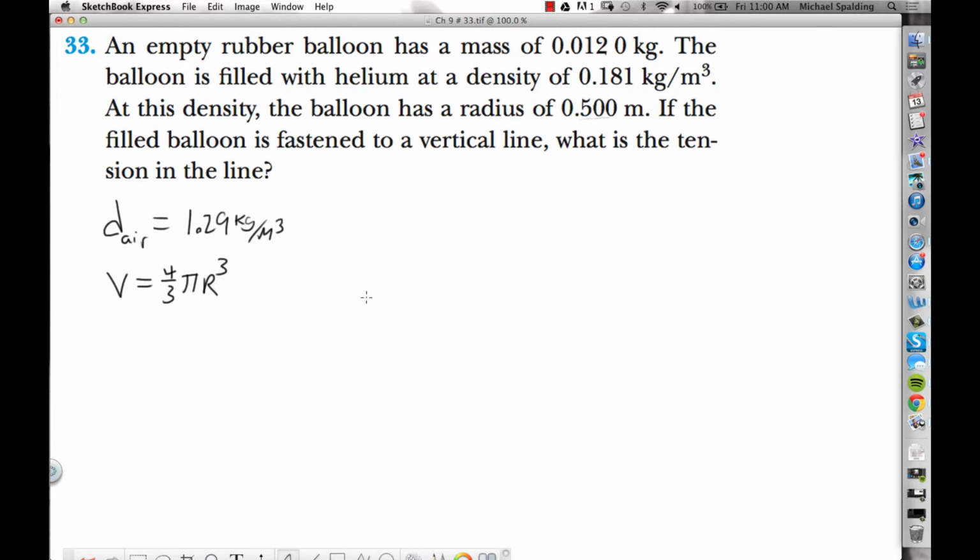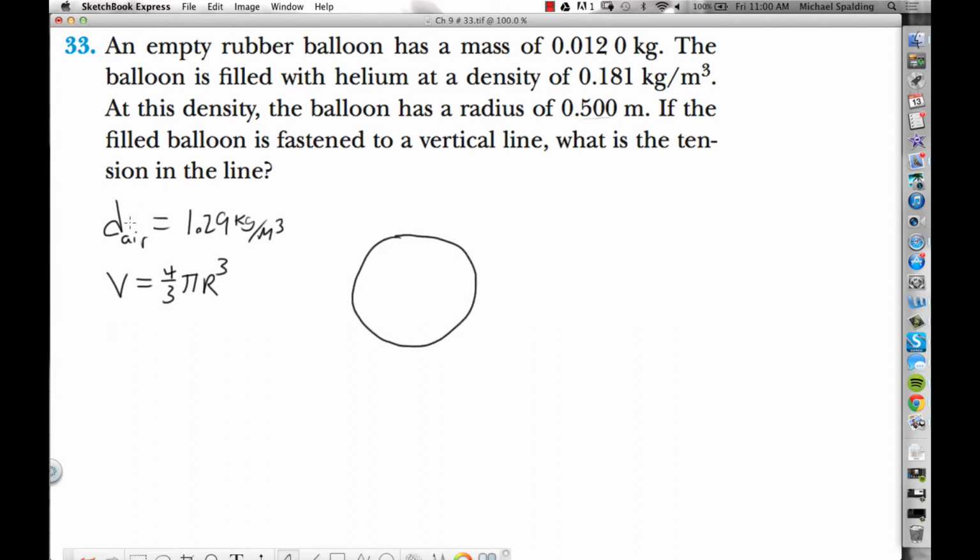So this problem starts with a free body diagram. So you got a visual of what's happening. We got this balloon attached to this vertical line. The rope is preventing the balloon from going up. So we do a free body diagram. So here's the balloon.